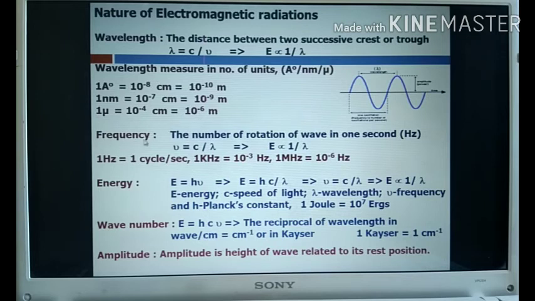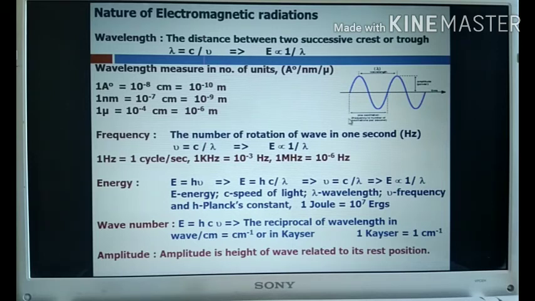Now let me see the second term, frequency. The number of rotations of the wave in 1 second, which is measured in hertz, is called frequency. Frequency is nothing but c by lambda, and energy is directly proportional to the frequency of radiation. You can see here frequency is measured in hertz.